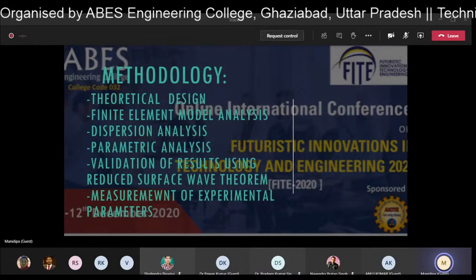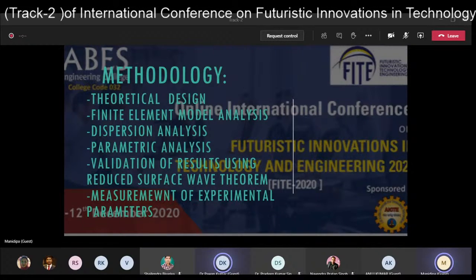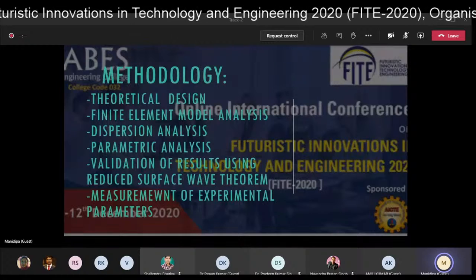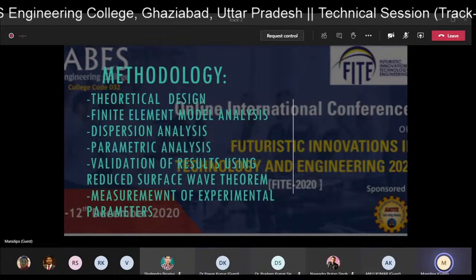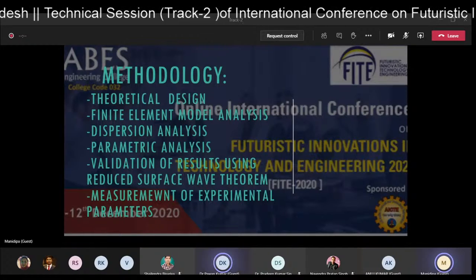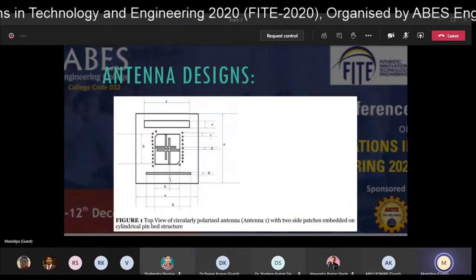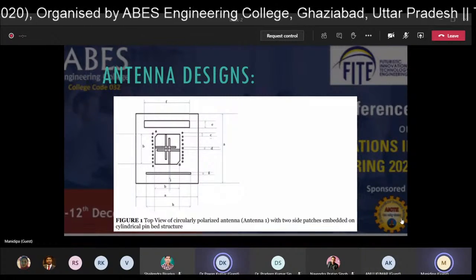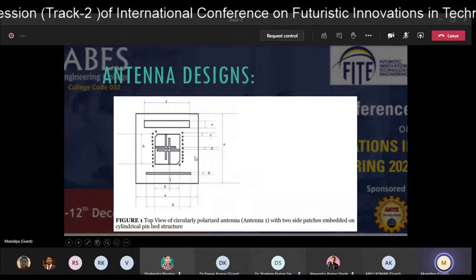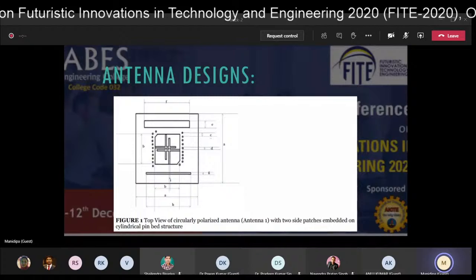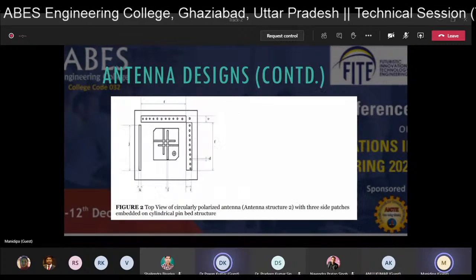Then validation of the results was done again theoretically using the surface wave theorem. Then measurement of experimental parameters was done at GB Pant Engineering College. The fabricated prototype was measured experimentally. This is the top view of the first antenna design, in which cylindrical metallic pins were inserted through PTH (plated through hole) technology, embedded inside the dielectric substrate at suitable locations, and side patches were introduced.